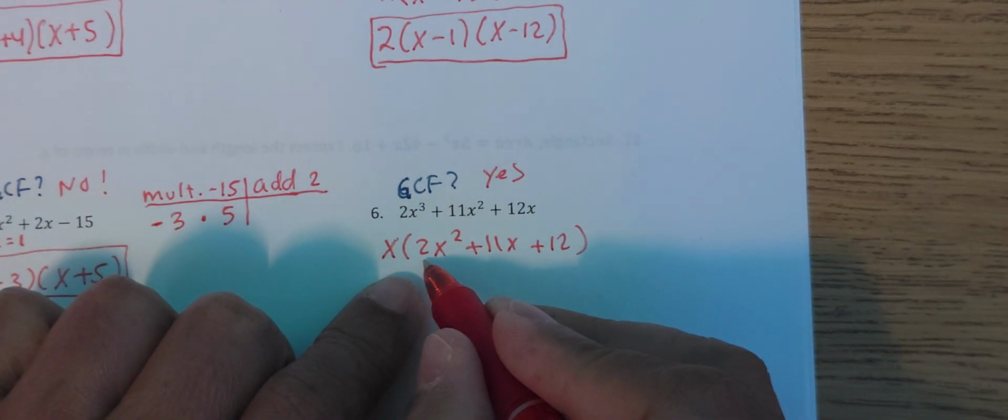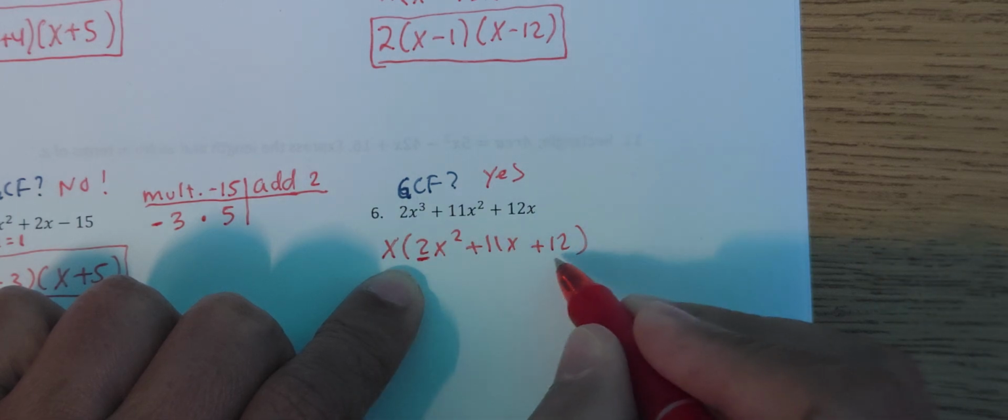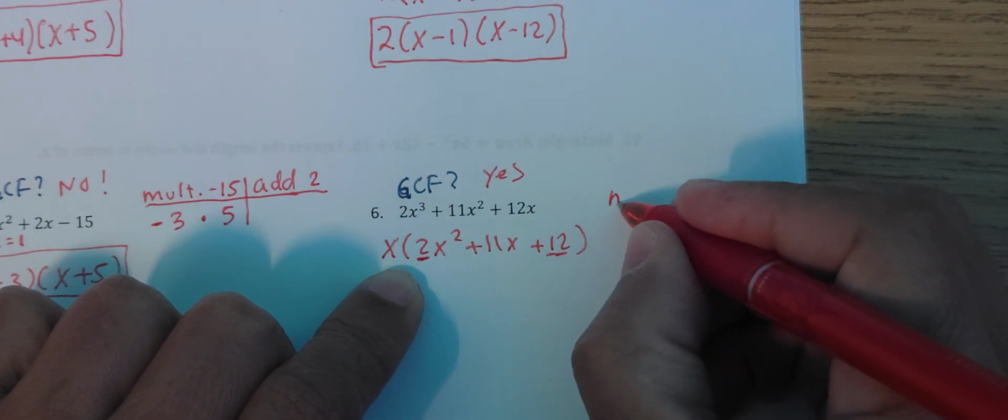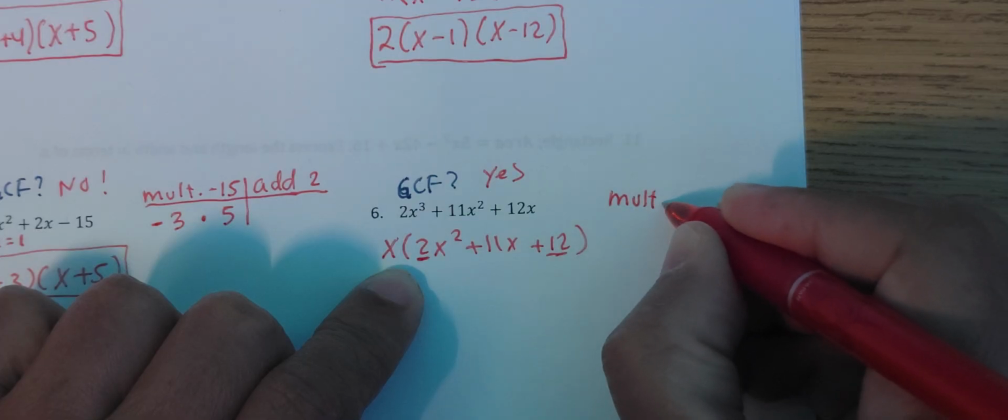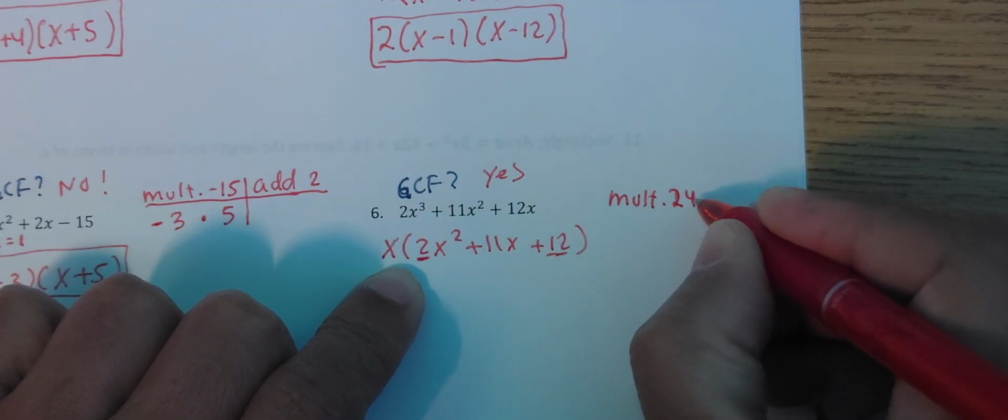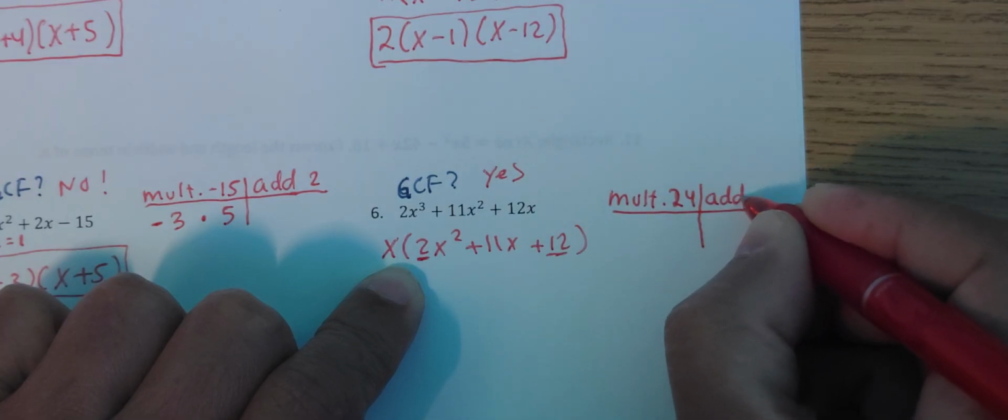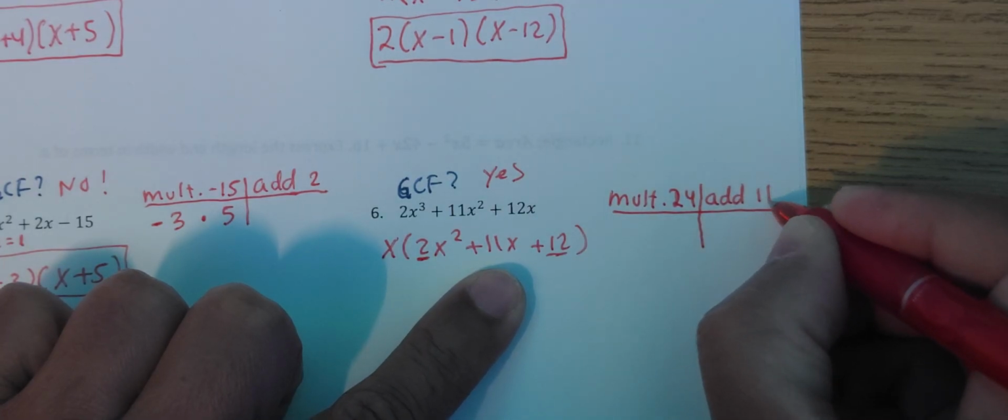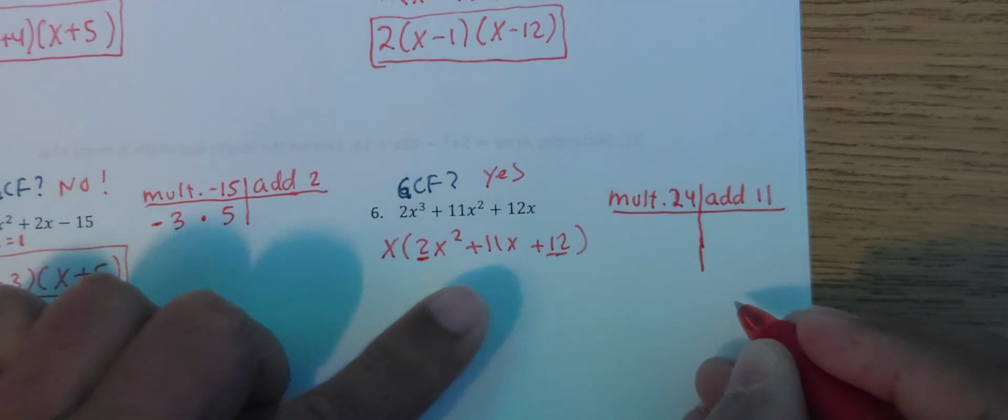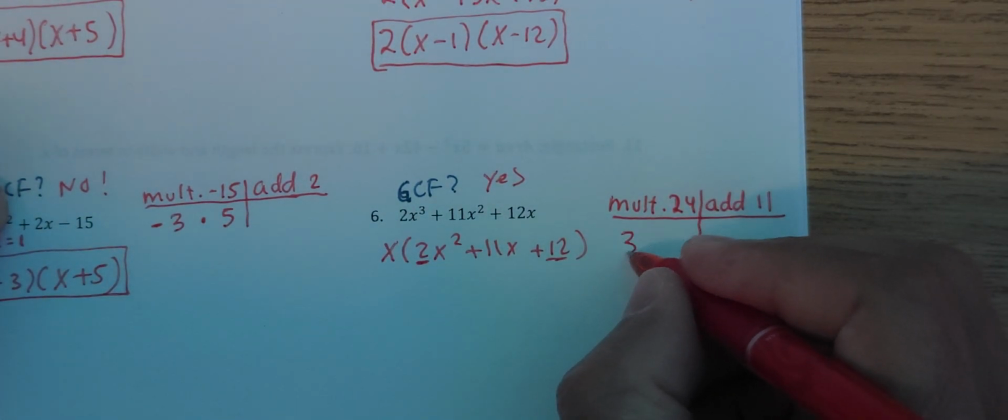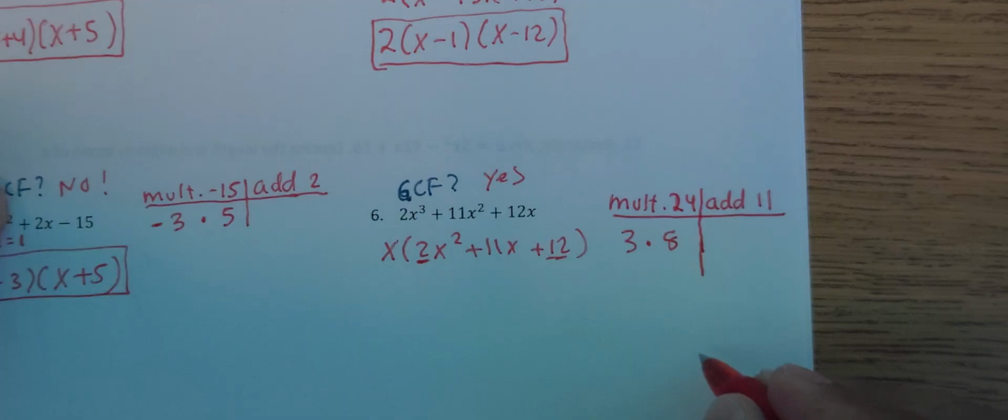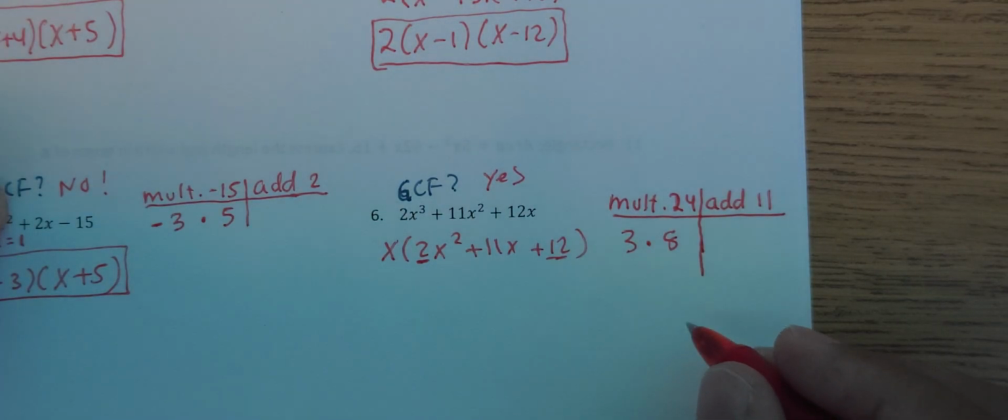Now, since a is not equal to 1, this is not simple factoring. So we still need to multiply multiples of 2 times 12. Okay, so multiples of 2 times 12, which is 24. So multiples of 24 that when we add those multiples, they add to our b value of 11. And the only multiples of 24 that do this are 3 times 8. 3 times 8 is 24. 3 plus 8 is 11.